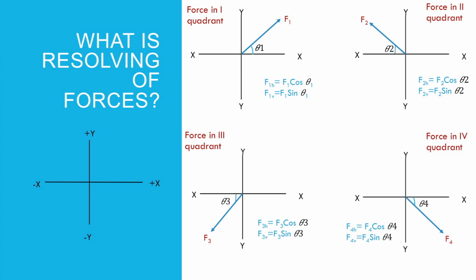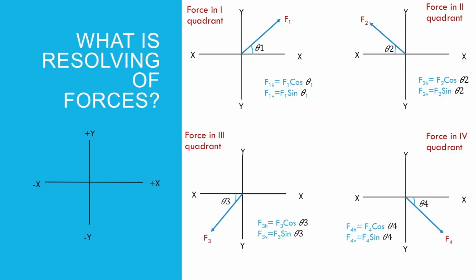When there is a force in the first quadrant, let me say F1 as shown in the figure, acting at an angle of theta 1, I can resolve it into two forces. I call them F1H, the force in the horizontal direction, and F1V, the force in the vertical direction. So, F1H is F1 cos theta 1 and F1V is equal to F1 sin theta 1. Now, the force is acting in the first quadrant. In the first quadrant, both x and y are positive. Therefore, F1 cos theta 1 and F1 sin theta 1 both are positive.